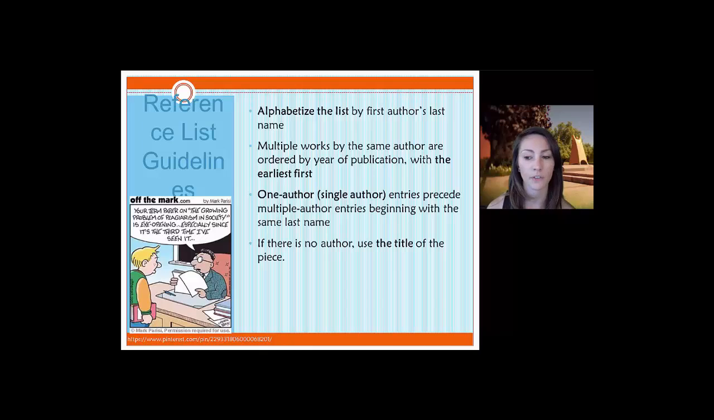If there is no author, you would just use the title of the piece that you're using. Sometimes it's difficult to find the date of the article, or if you use a website, you don't necessarily know when the website was last updated. So instead of putting a date in there, you would put ND, which stands for no date. And always title that page References.